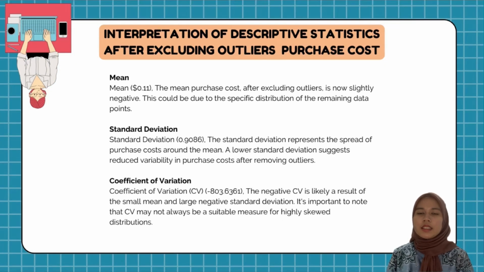So, this is the new data after we exclude the outliers. We can see for purchase cost, the mean is 0.11, which is slightly negative. For standard deviation, the amount is 0.91 and the coefficient of variation is negative 803.6361.